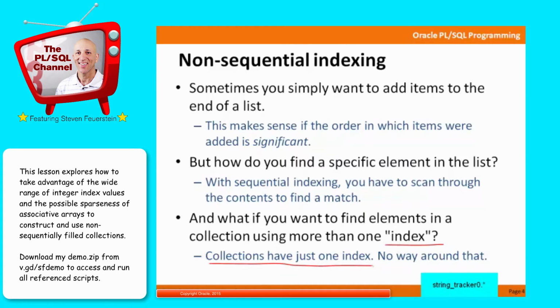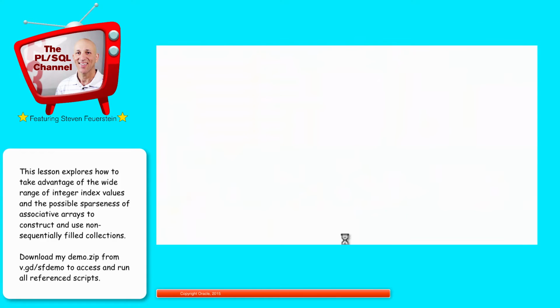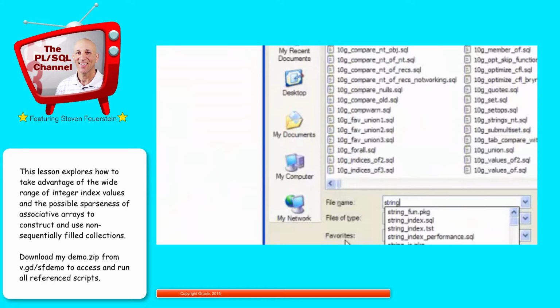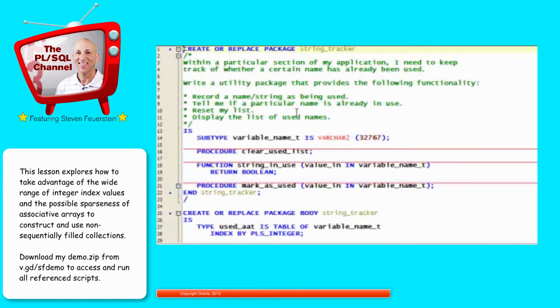Let's take a look at what is involved when you do sequential allocation, and then you have to scan through a collection. Then we'll take a look at using non-sequential indexing to avoid this. So, string tracker version 0. String tracker is a package I use to demonstrate the value of string indexing in collections, so you'll see a lot more about this collection in that lesson.